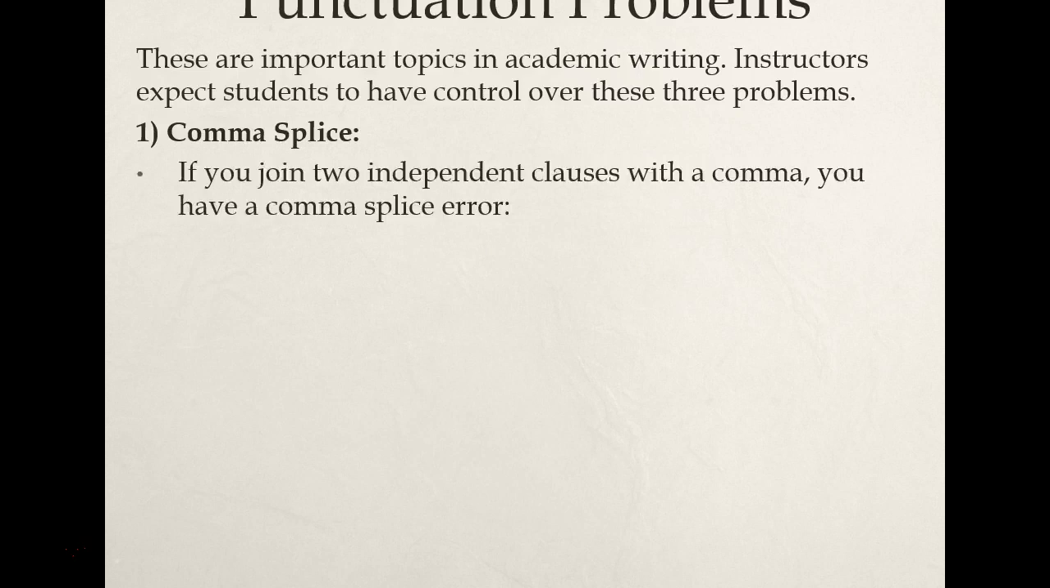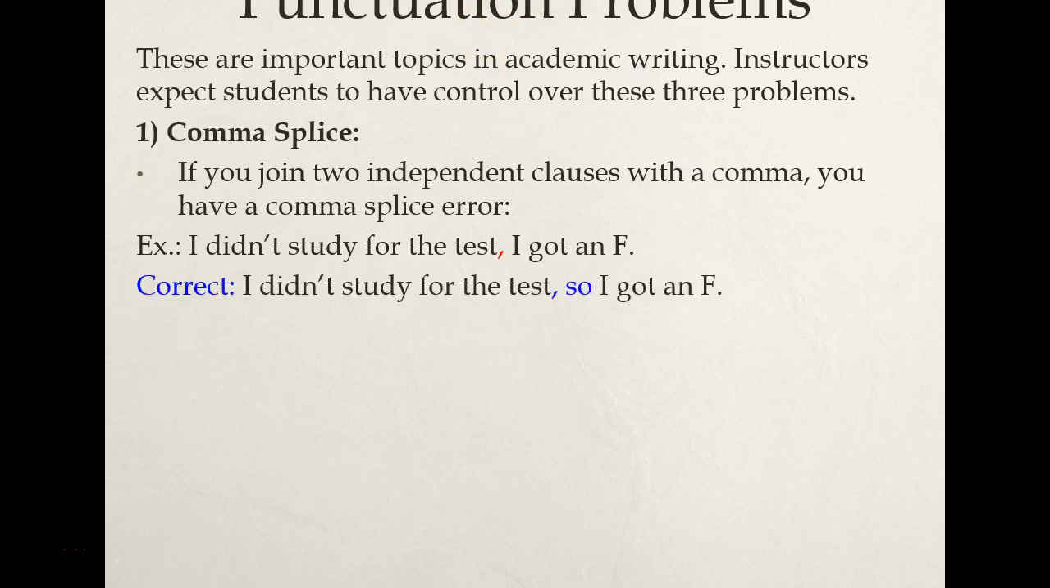So comma splice. If you have two independent clauses or two sets of subject and verb separated only by a comma, you have a comma splice error. Here's an example. I didn't study for the test, comma, I got an F. So basically in English, this is a grammar error, right? It's a punctuation error, to be exact. You cannot connect two independent clauses with only a comma.